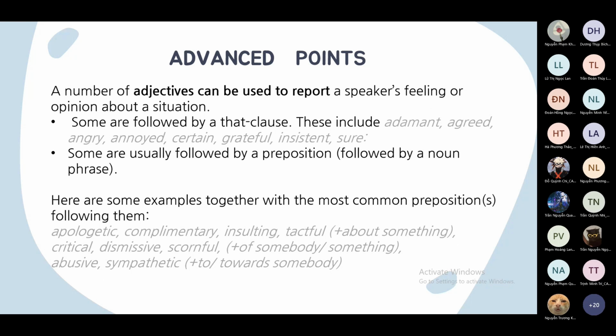Some are usually followed by a preposition or a noun phrase. Here are some examples together with the most common preposition following them, like apologetic, complimentary, exulting, tactful, plus about something; critical, dismissive, scornful, plus of something or somebody; abusive, sympathetic, plus to or towards somebody. Like today's newspapers are very critical of the president's decision to appoint Mr. Waters.